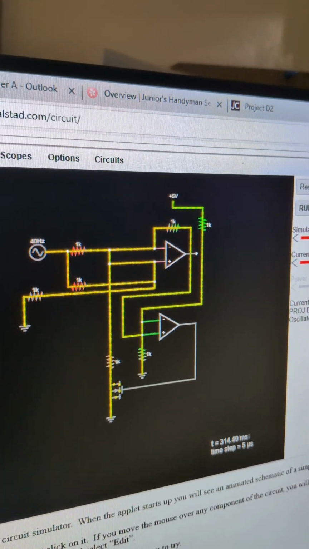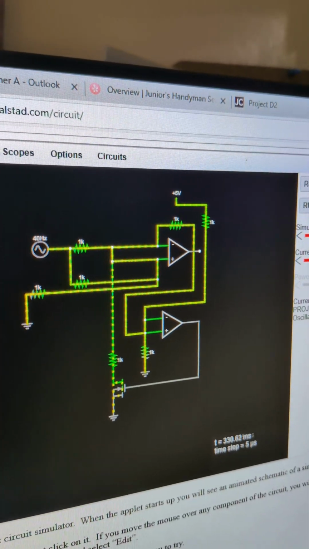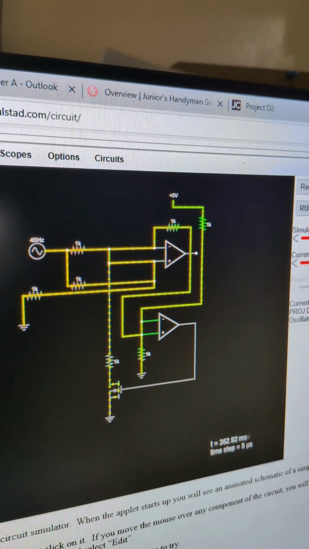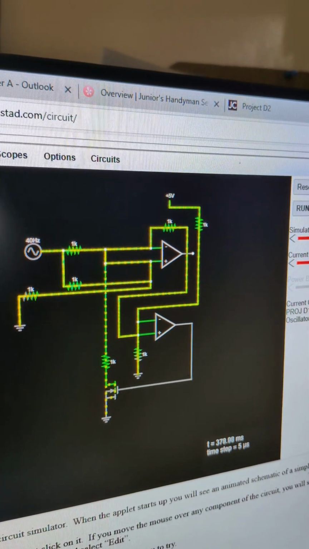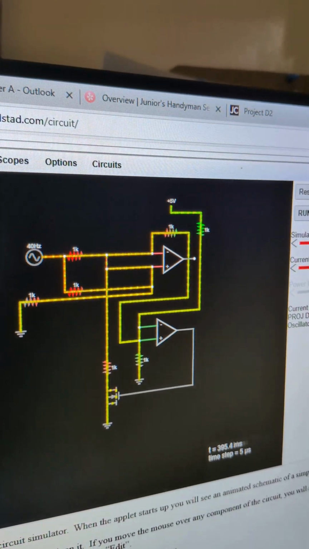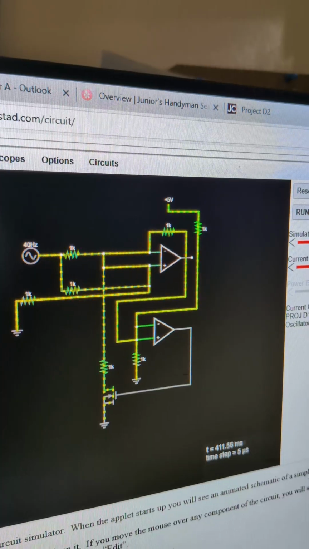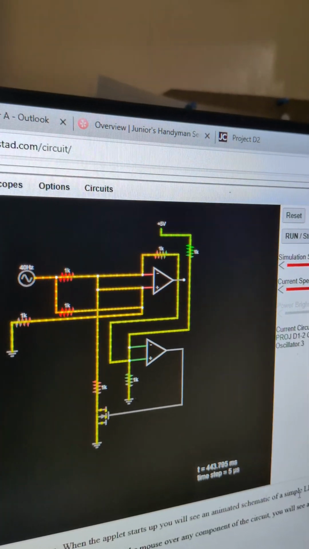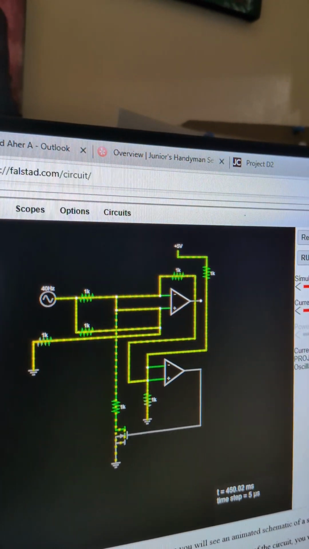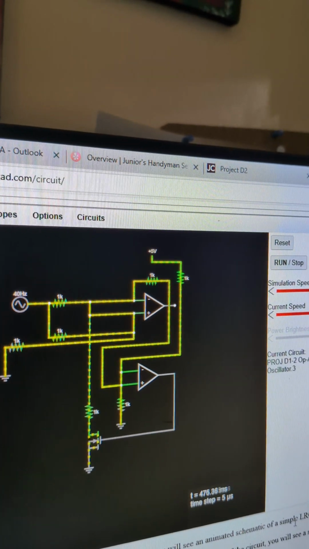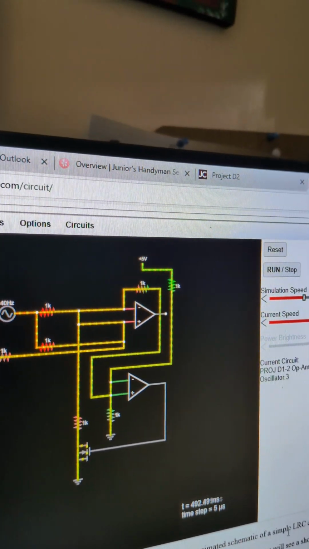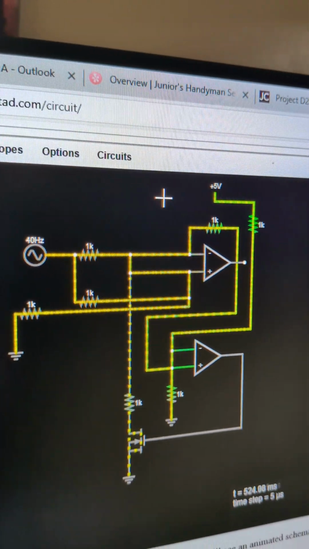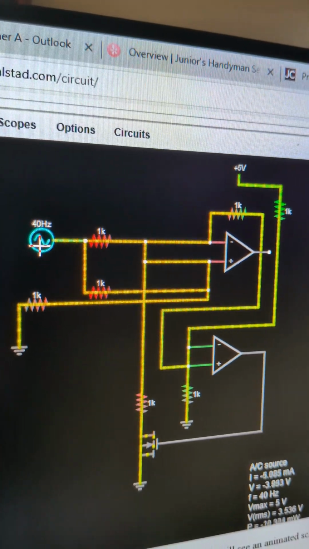Once again, this circuit is a type of op-amp based oscillator, likely a RC phase shift oscillator designed to generate a continuous oscillating output. In this case, a 40 hertz signal as indicated. Let's see if I can zoom this up some. Here we go, a 40 hertz signal as indicated.